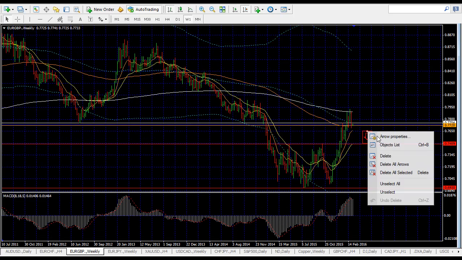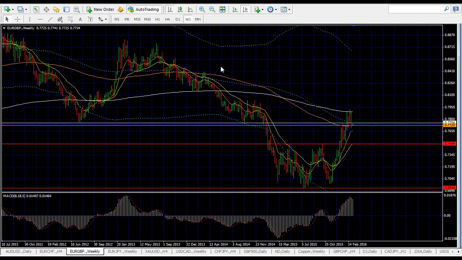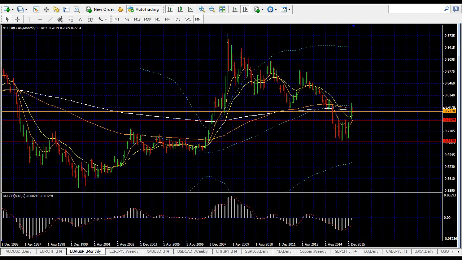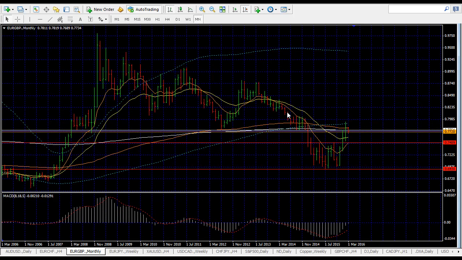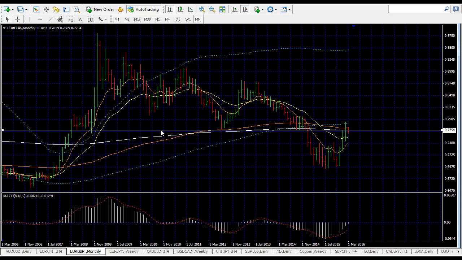Okay, let me remove this. What we can see over here is, let me remove my lines first so that you all can see clearly. Okay. So after price broke through my white line over here back in 2007, and then it came back down towards these two zones again in 2012 and has been respecting.